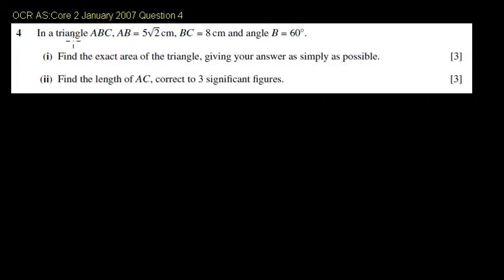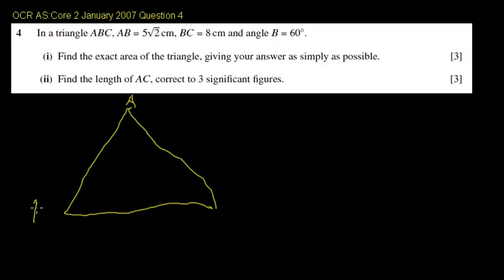Okay then, so let's have a look. Our triangle, let's always draw a triangle, magical triangle. I always make it equilateral because I'm cool like that. A, B, C. Then we write down AB is 5 root 2. This is 8 centimeters. I don't know how they draw that exact amount in real life because root 2 is a weird number to draw. And then your angle B here is 60 degrees.